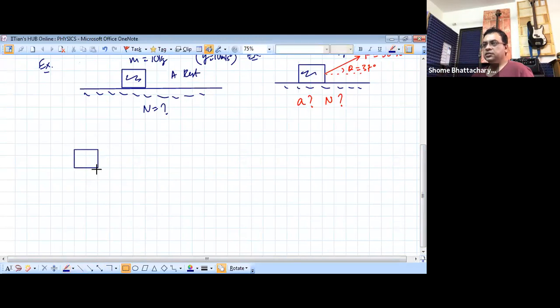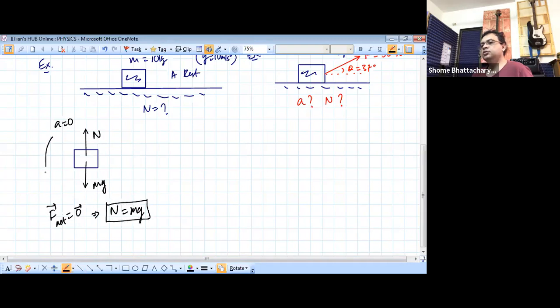Okay, so in the first case, I'm sure all of you understood it already, but I'm just going through it again. There are two forces acting on the body, right? Normal reaction and weight, and the acceleration of the body is 0. So net force should be 0. So here, normal reaction should balance mg, because acceleration is 0, so net force is 0. So the normal reaction is equal to 100 newtons.